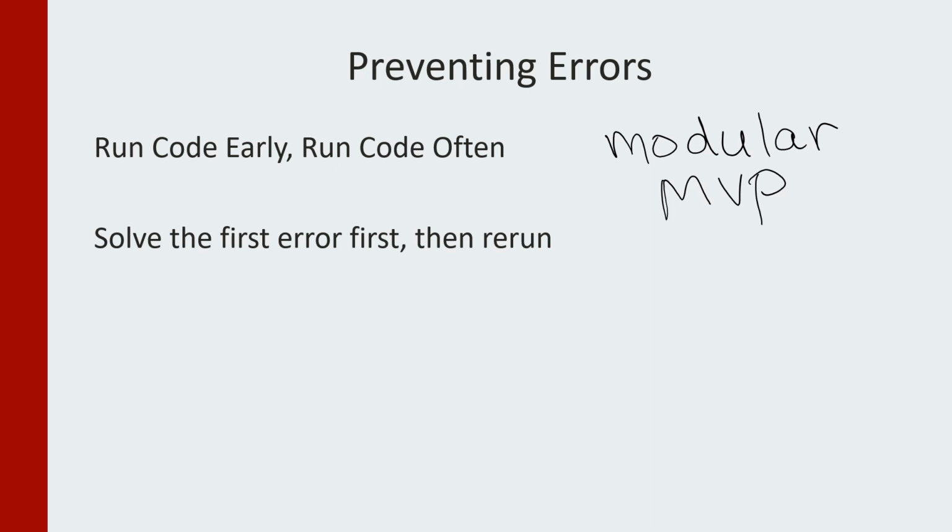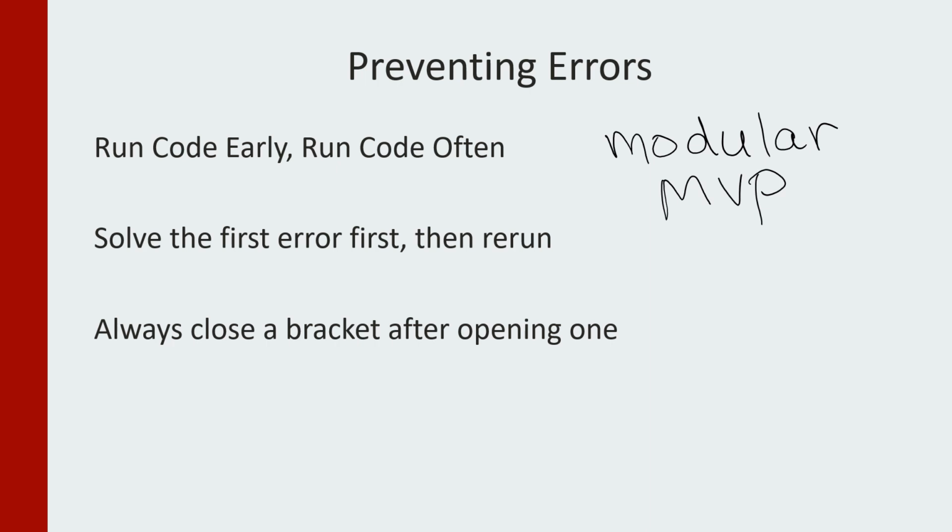Then another strategy is to solve the first error first and then rerun. So when you're compiling your code and it causes an error, it often points you to the line that's causing the issue. It may not always be correct, but just try to find that one error, try to fix it, and then run it. You'll still probably have errors because maybe you had hundreds of errors to fix. That's okay. You can now go step by step and see if new things are happening.